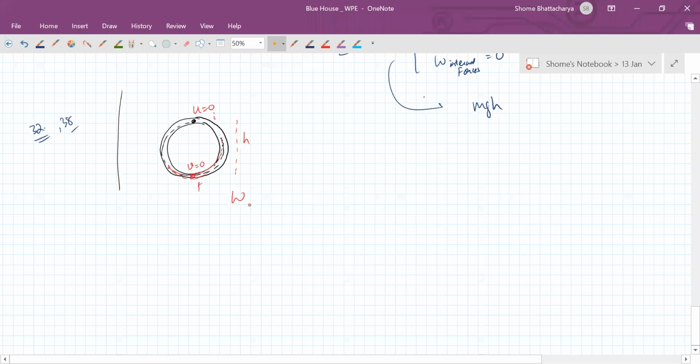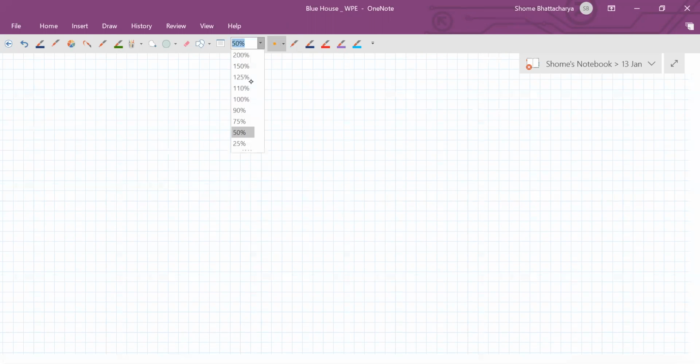So from initial to final position, the total work done by the frictional force within this tube is equal to the change in kinetic energy plus change in potential energy. So that will be minus mgh. That's all the question was about. Very simple question. Okay, now let's come to the 38th question. Samarth, hope the 32nd question is clear.